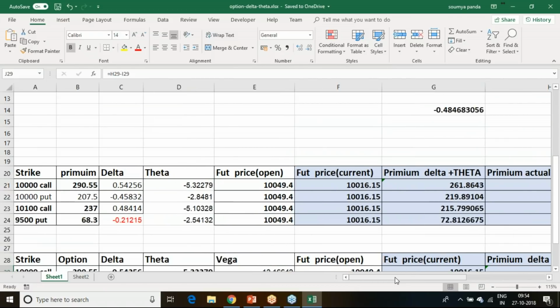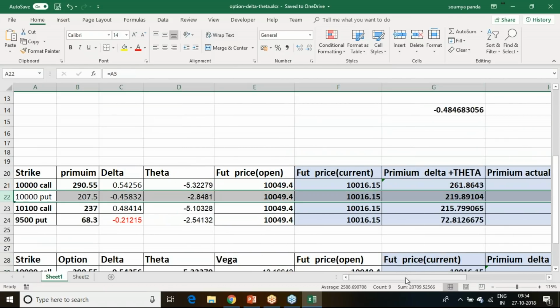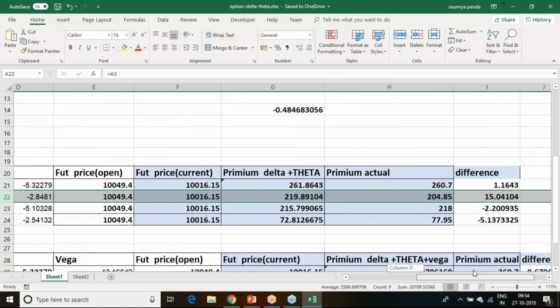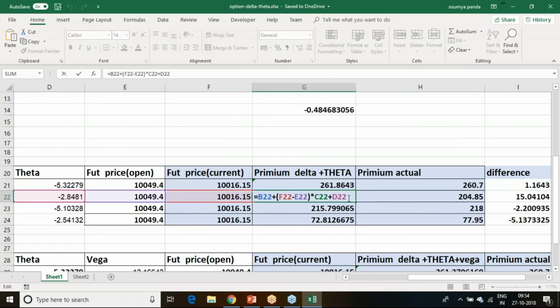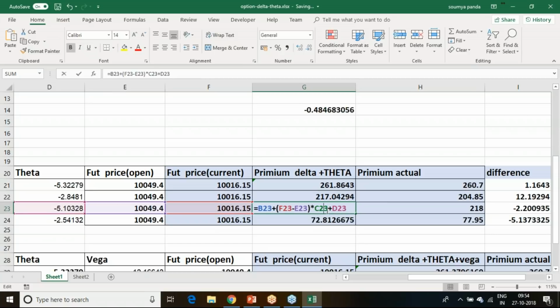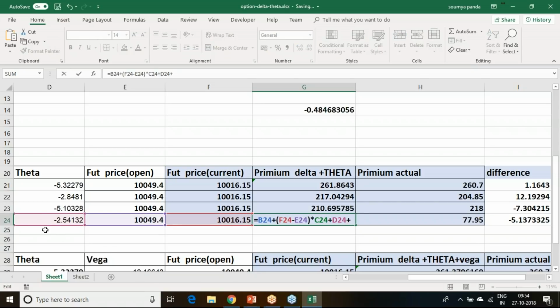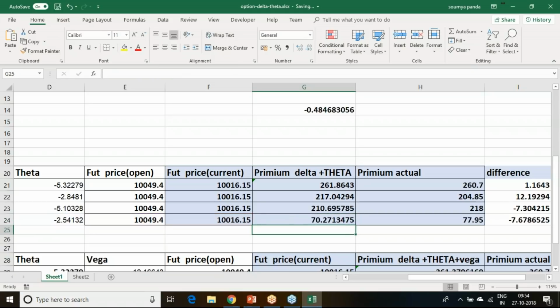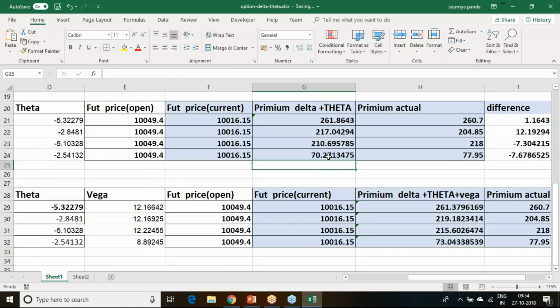Other premiums also we can do, the 10,000 put option. We are going for the 10,000 put option. This is the delta part we have done, and only one more theta I need to add. The difference has narrowed down, and here too I have to add one more theta part. The difference is further narrowed down, and this too I have to add one more theta part. This difference is coming to 70 rupees in our calculation.